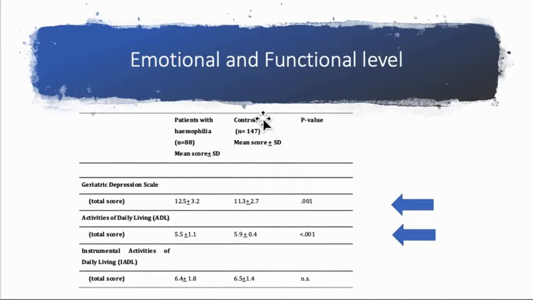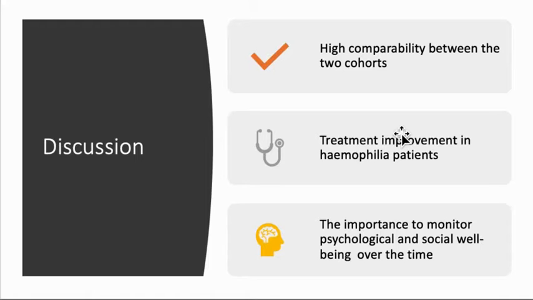At the emotional level, the degree of depression was higher in patients than in controls, the first blue arrow, while pertaining to the functional status, for simple activities of daily living as measured with the ADL, patients show a slightly lower mean than controls, but for more complex activities measured by the IADL, there were no differences between patients and controls.